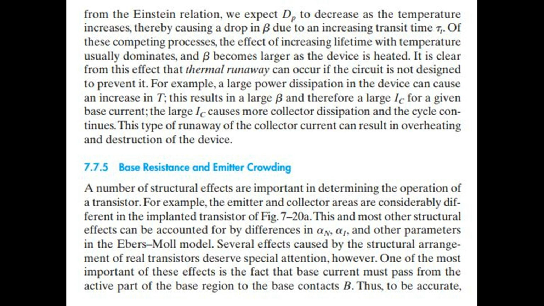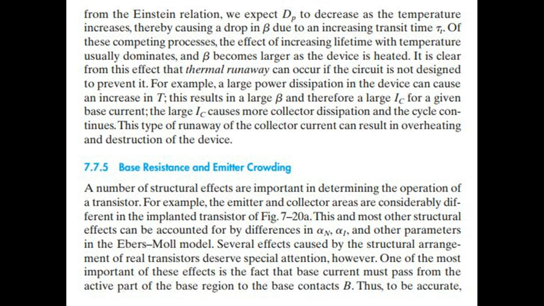Of these competing processes, the effect of increasing lifetime with temperature usually dominates, and β becomes larger as the device is heated. It is clear from this effect that thermal runaway can occur if the circuit is not designed to prevent it. For example, a large power dissipation in the device can cause an increase in T. This results in a large β and therefore a large IC for a given base current. The large IC causes more collector dissipation and the cycle continues. This type of runaway of the collector current can result in overheating and destruction of the device.